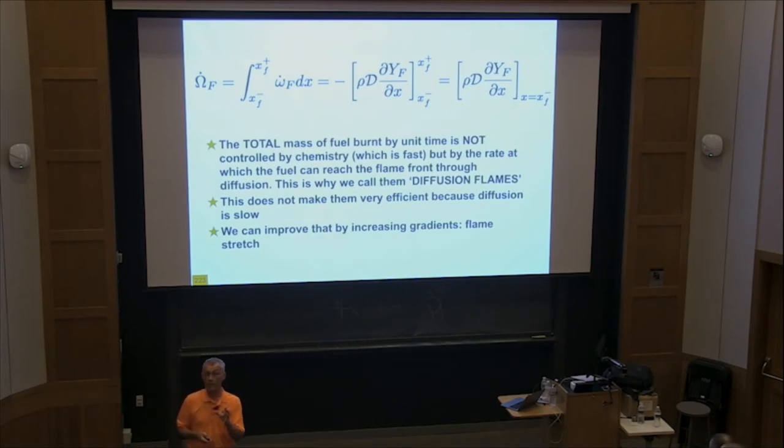In other words, it's equal to the flux of fuel which is arriving at the flame. This is why we call them diffusion flames. They are not controlled by chemistry. Chemistry is infinitely fast anyway. They are controlled by the speed at which fuel is arriving. So you can imagine, actually, I think it's a good way to think about that.